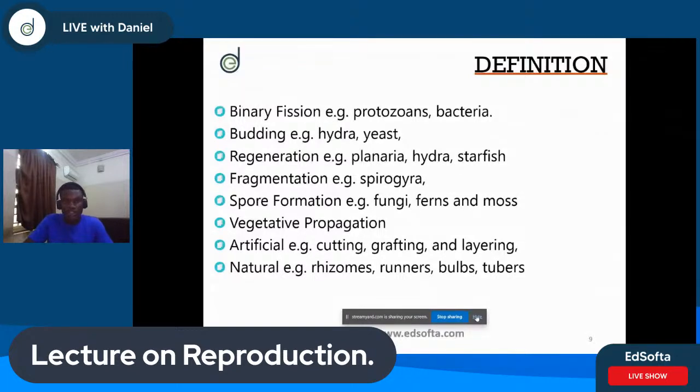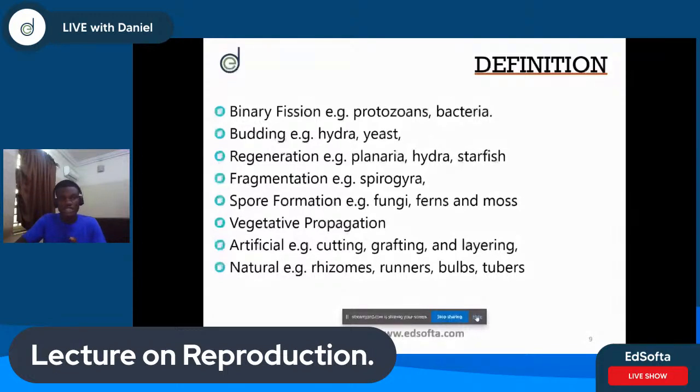Now, we have binary fission. Binary means two, fission means to split. So in binary fission, an organism splits into two halves. Examples of organisms that undergo binary fission are protozoans and bacteria, under that you have your amoeba and so on. Now we have budding. Asexual organisms reproduce through budding. Examples of such organisms are hydra and yeast.